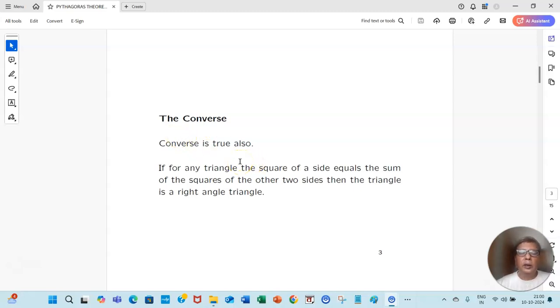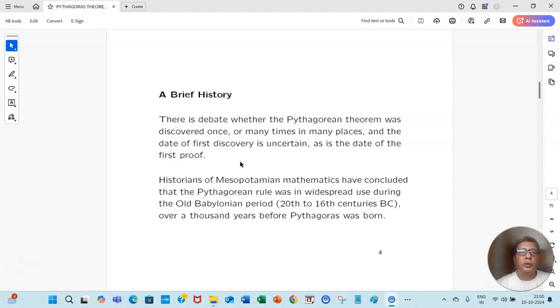If for any triangle the square of one side equals the sum of the squares of the other two sides, then the triangle is a right angle triangle. So the converse is also true.